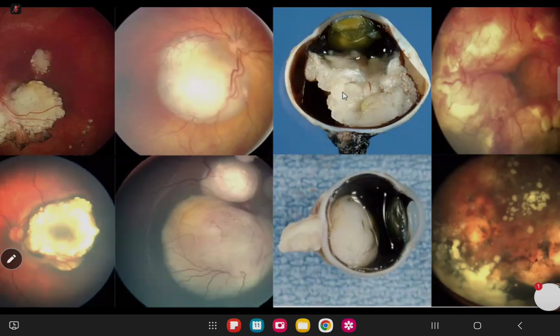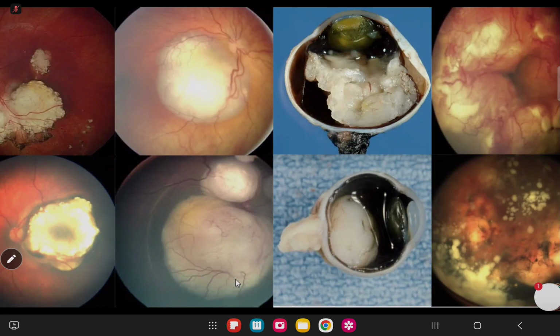So these are your examples, no? So endophytic, paloob, pasulod, going towards your vitreous. So the tumor is going towards the vitreous here at the inside.